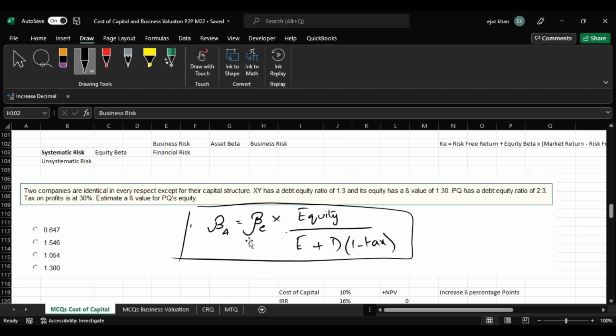So I've just given you people this formula. Can you just take a minute and calculate asset beta with the help of this equity beta? You have 1 minute to calculate the asset beta of XY company using this formula.